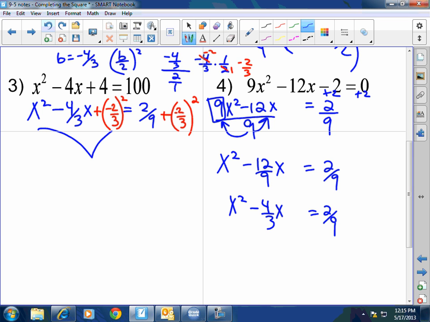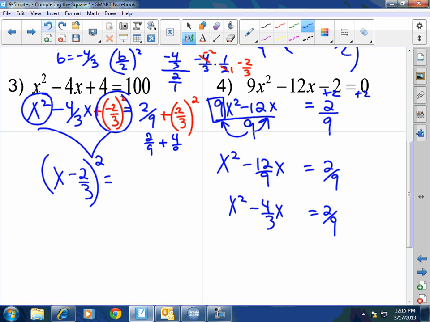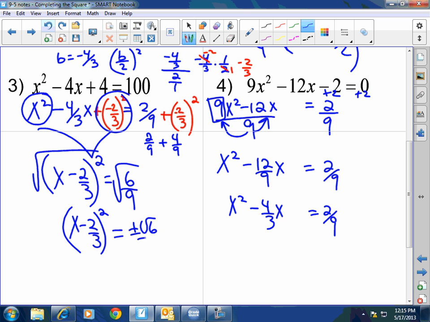What does this factor out to be? Square root of the first, square root of the last, minus 2 thirds, excellent, squared, equals 2 ninths plus 4 ninths, which is 6 ninths. Do not reduce it. I'll tell you why right now. It's going to make your life easier. How do I solve for x here? Square root both sides. So I got x minus 2 thirds equals plus or minus square root of 6 over 3.